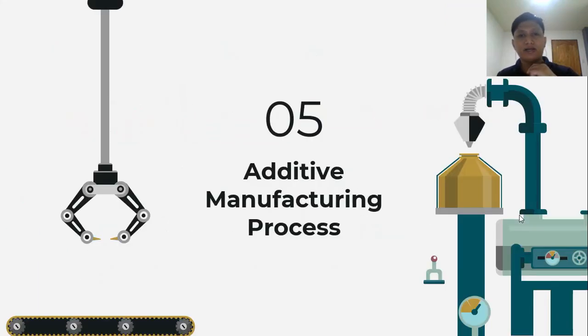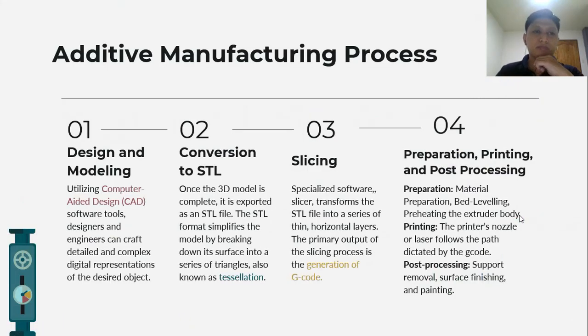So how does additive manufacturing work? The first step of the additive manufacturing process is design and modeling. It utilizes computer-aided design software where engineers can craft detailed and complex digital representations of the desired object. Second is the conversion to an STL, or stereolithography, file. Once the 3D model is complete, it is exported as an STL file.